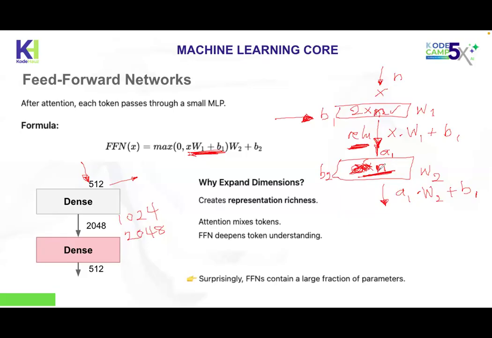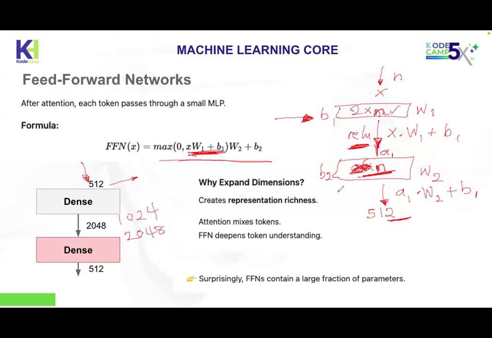It is squeezed back so that this will go back to being the embedding size. And the reason for this is so that we can continue stacking the layers without having to worry about changes in the dimension. So this is a feed-forward network.